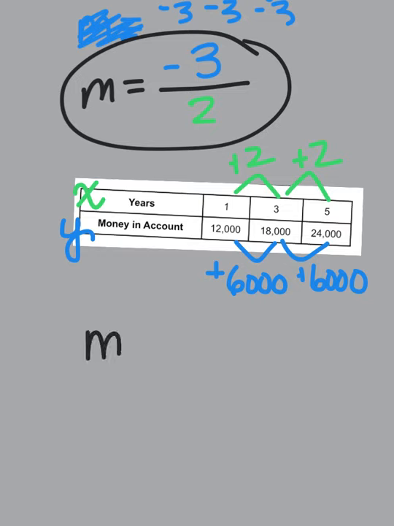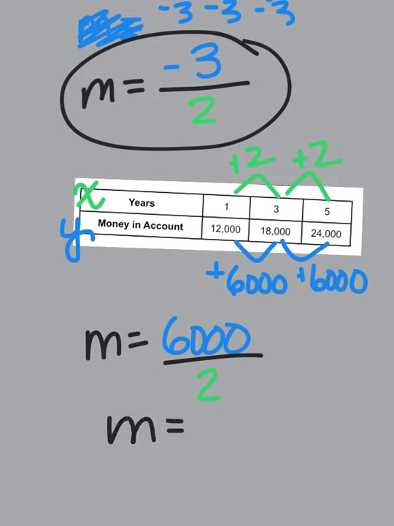So our slope is 6,000 over 2. We can definitely simplify, and we end up with a slope of 3,000 over 1, but we would just write it as 3,000.